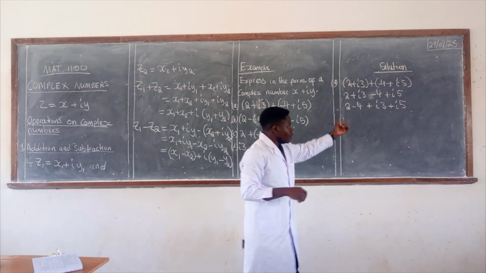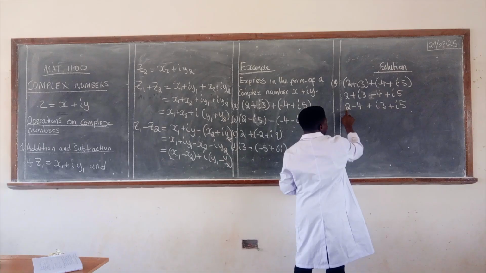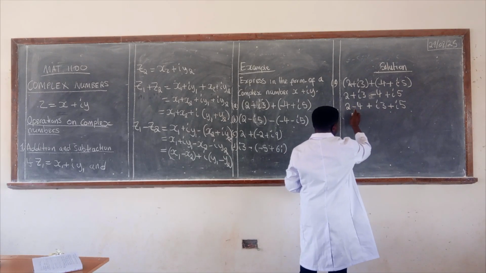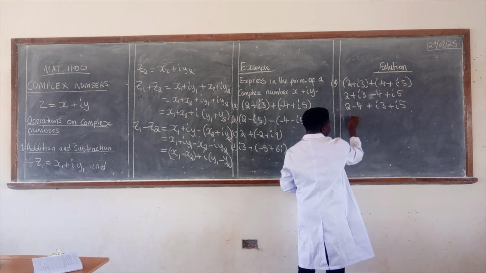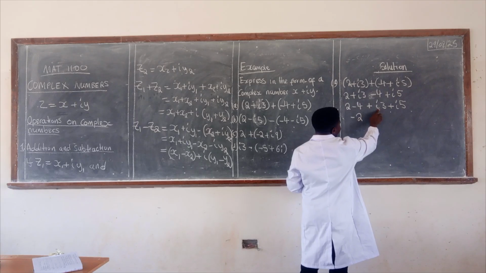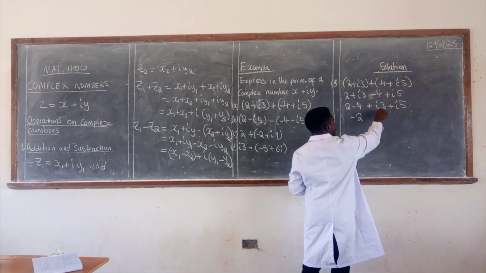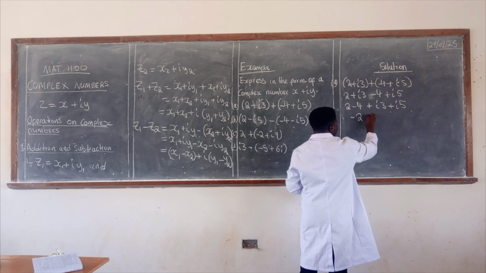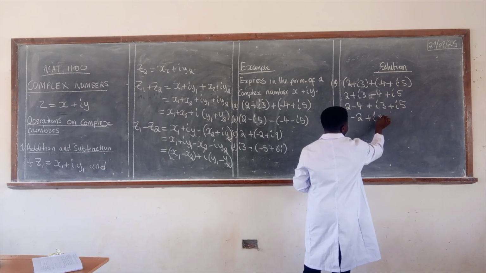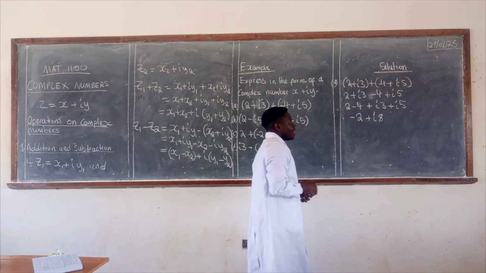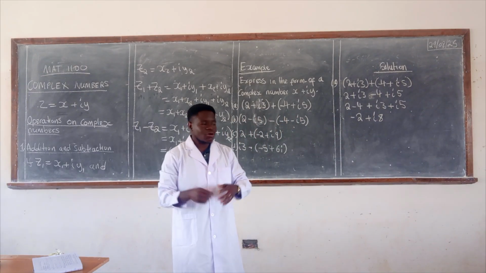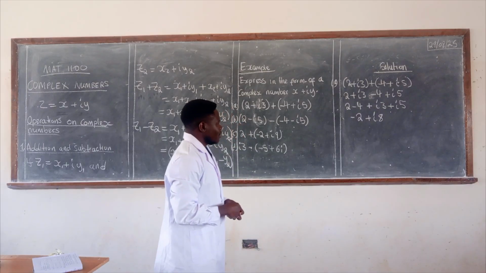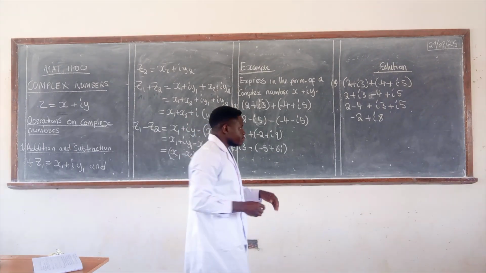Okay? Here, 2 plus 4, what is it going to give us? It's going to give us negative 2, and then i3 plus i5 is going to give us i8. As simple as that. Hope you all got the same answer. Okay, now let us try out B.